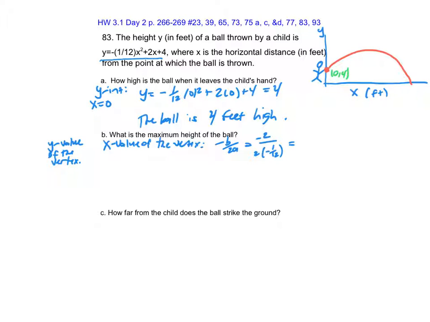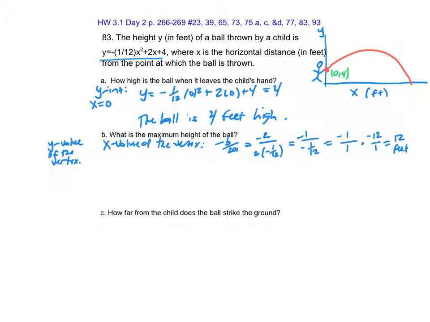So we can go ahead and cancel out these 2. This will become negative 1 over negative 1/12. And then we can multiply the fraction in the numerator, negative 1 over 1, times the reciprocal of the denominator, negative 12 over 1, which will become 12 feet. Okay, so the x value of the vertex is 12 feet.